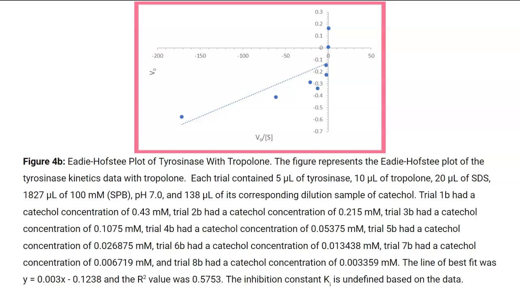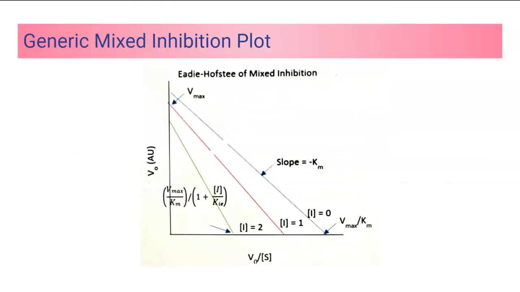I'll talk about the table in just a moment, but the Ki value was undefined just based off the data. The main reason being we got negative values for the Km, and the data should be in the first quadrant, not in the third. So just a little thing to go off of.